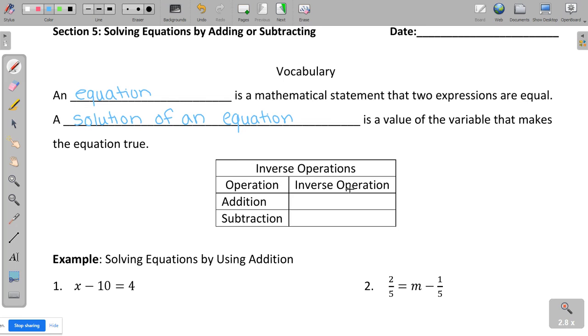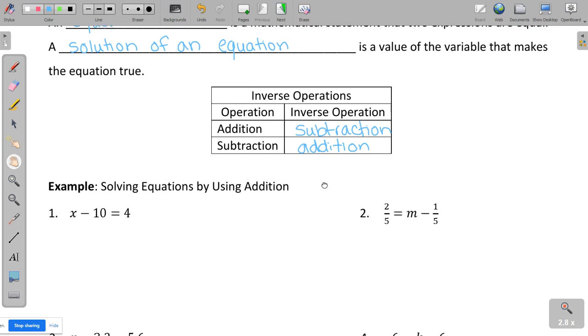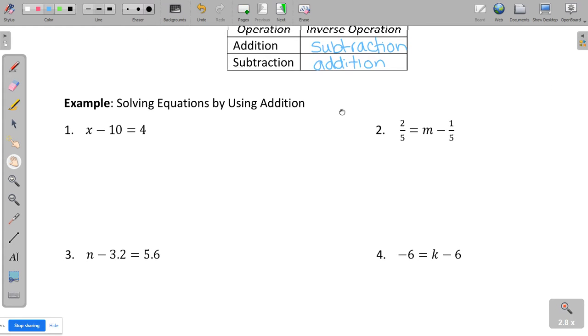So let's look at some inverse operations. The inverse of addition, or the opposite of addition, is going to be subtraction. And the inverse of subtraction, or the opposite, is addition. So it's what we're going to do to undo that operation. So let's look at some examples on solving equations by using addition.